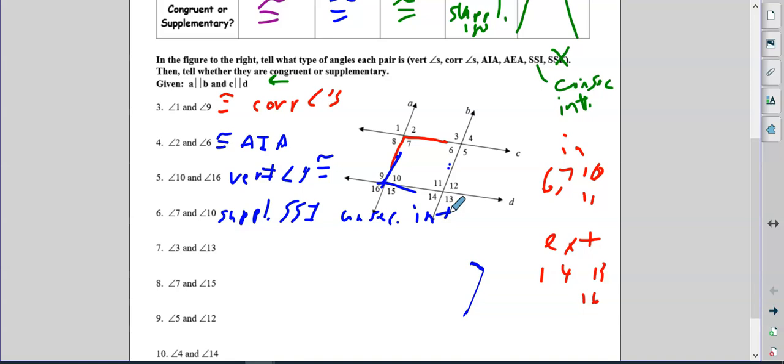All right, 3 and 13. 3 is one of the obtuse angles, right here. 13 is also one of the obtuse angles. Now, you slide down this transversal B, which means we're looking at lines C and D, and 3 and 13 are both exterior. But one's on the right side, one's on the left side. So that means they are congruent because they are alternate exterior angles.